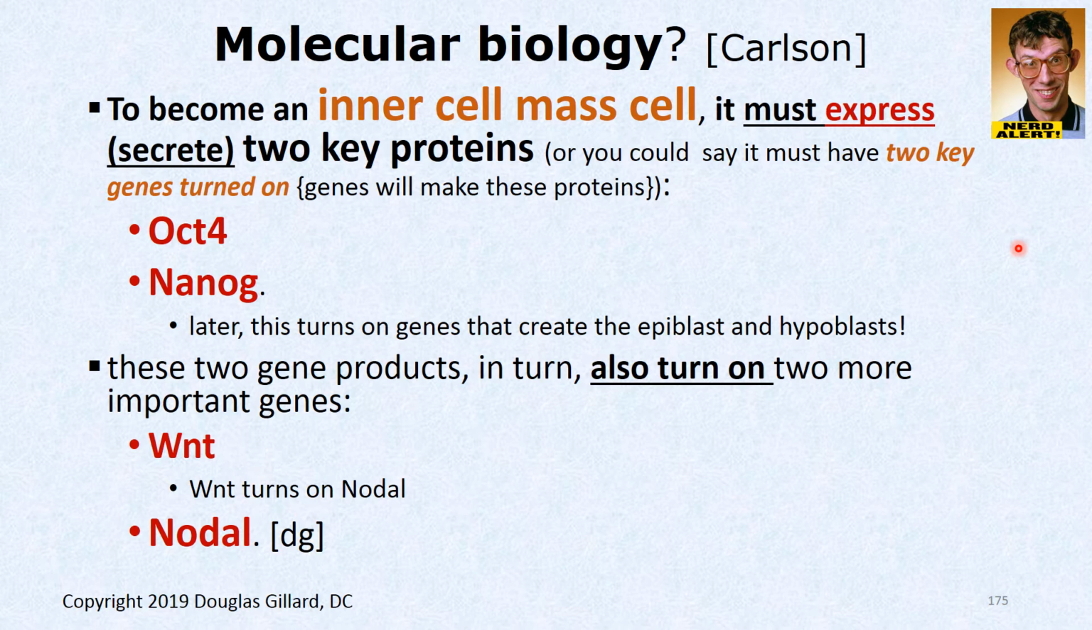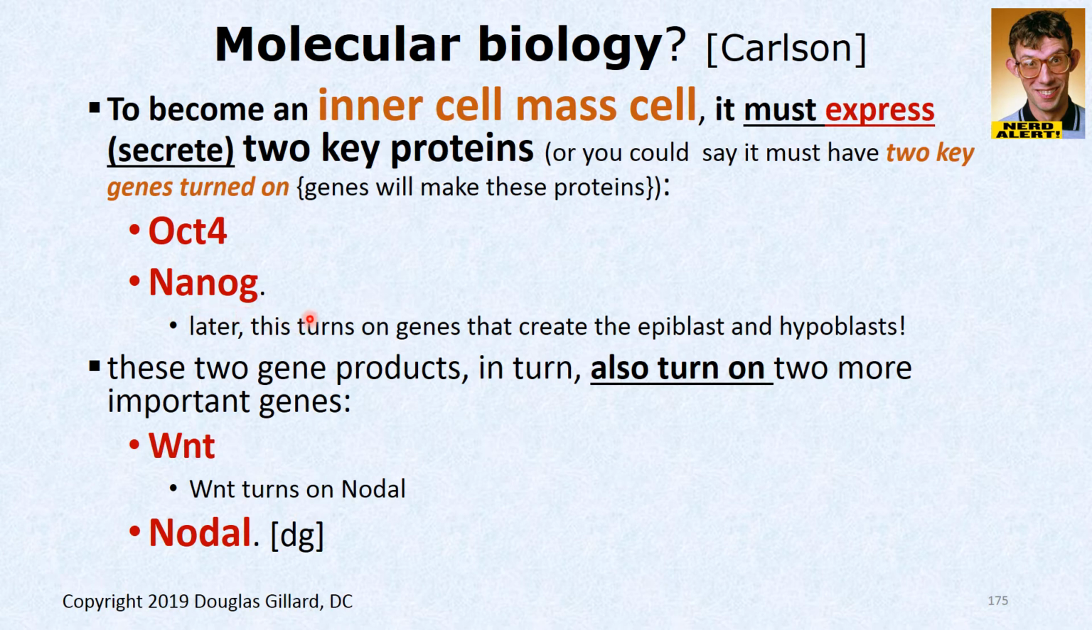But anyway, to become inner cell mass cells, what genes specifically need to be turned on? I didn't tell you that, but let's tell you. So the very first 2 genes that are turned on are the Oct4 gene and the Nanog gene. Oct4 and Nanog. And later we'll see this Nanog gene turns on another gene which creates the epiblast and hypoblast. So we're not done talking about Nanog.